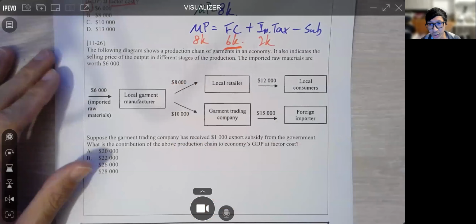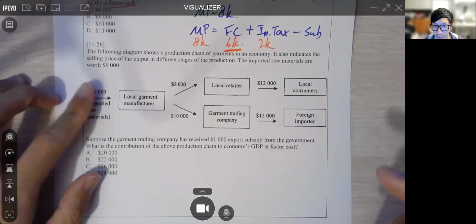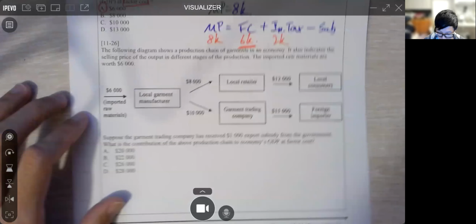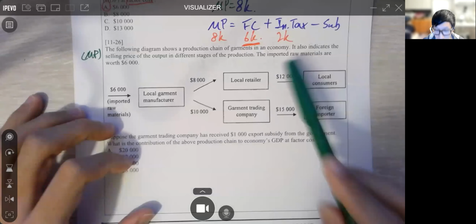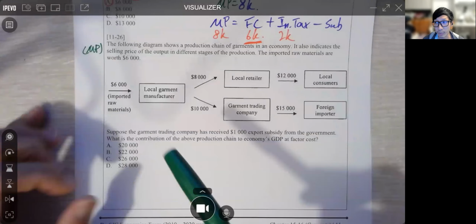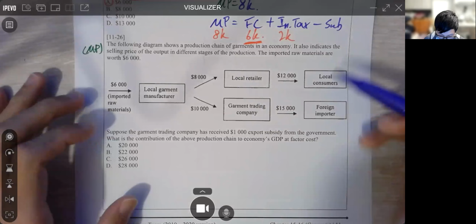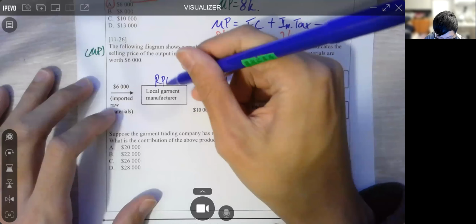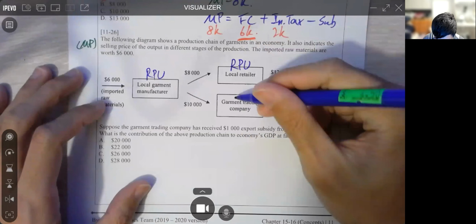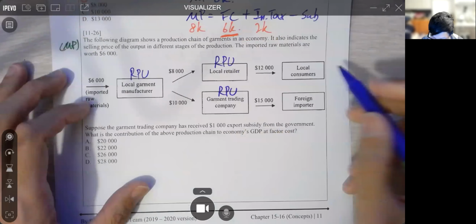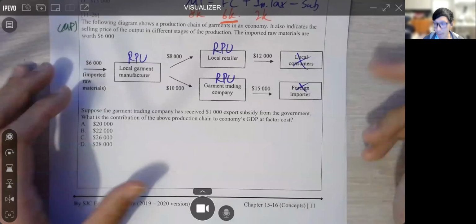Okay, now the same for the next question, right? We show a production chain of garments, right? This time garments, right? It also indicates the selling price of output. Okay, what does selling price mean? This is market price. Okay. Imported material, we start with 6,000. Remember step number 1, look for RPUs, okay? Local manufacturer, RPU. Local retailer, RPU. Garment trading company, RPU, right? Consumer, none of our business. Foreign importer, none of our business, okay?